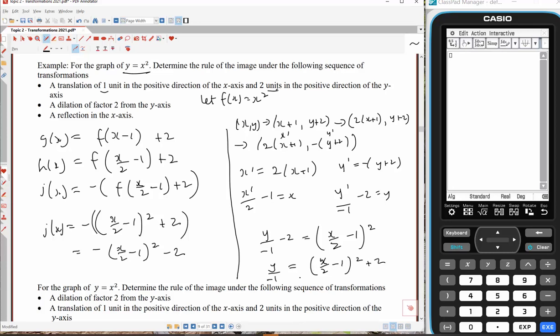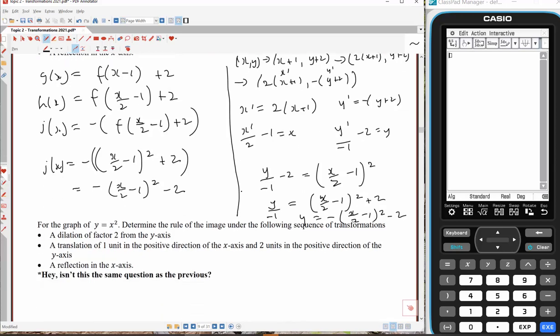And then negate both. Y equals negative (x on 2 take 1) all squared, take 2. So you can see here, both processes yielded the same result. I like to do it like this. Don't mind doing it via mapping as well.